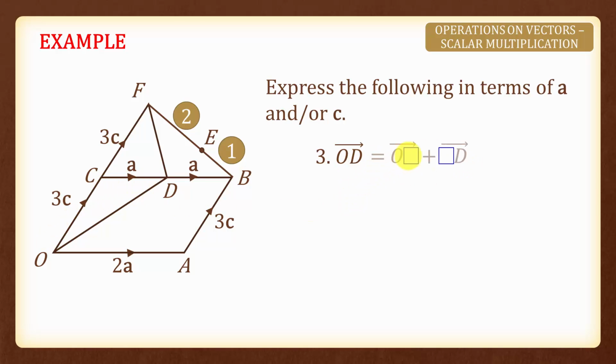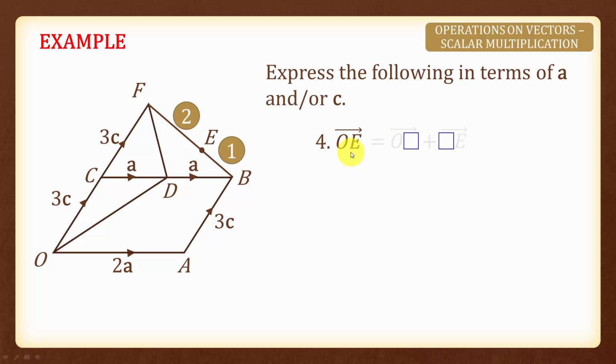Next, we are asked to find vector OD. And vector OD will be equal to this. Now, which two letters will this be? Yes, we can use the vector addition of vector OC plus CD, since once again these two vectors are already found, and we will have 3c plus a. To find vector OE, we can use this vector addition, and the missing letter here will be the letter, yes, F. However, you'll notice that vector FE has not been found yet, and therefore we have to find vector FE first.